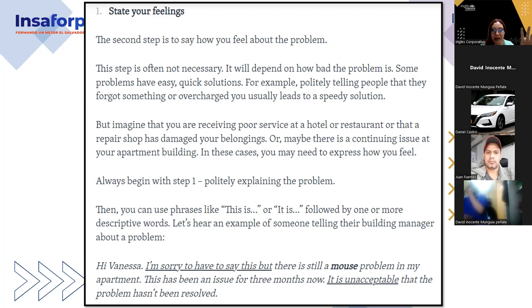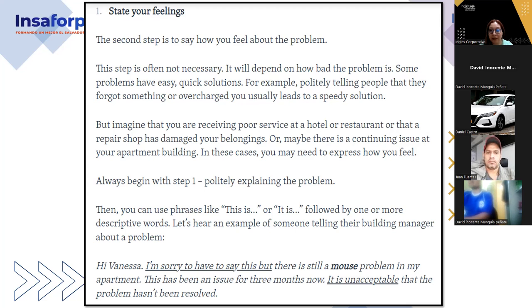La parte uno, explicar el problema con una de las expresiones que teníamos, siempre esa sí o sí se tiene que hacer, right? La parte dos, mencionar cómo me siento respecto al problema, es opcional. ¿Por qué es opcional? Porque si es un problema que acaba de pasar y rapidito me lo solucionan, quizás no requiera yo comentar cómo me siento. Pero si es algo que viene sucediendo o que me dicen que lo arreglan, pero no lo arreglan, etcétera, y que ya lleva bastante tiempo, ahí sí es importante que yo mencione cómo me siento para darle prioridad, ¿right?